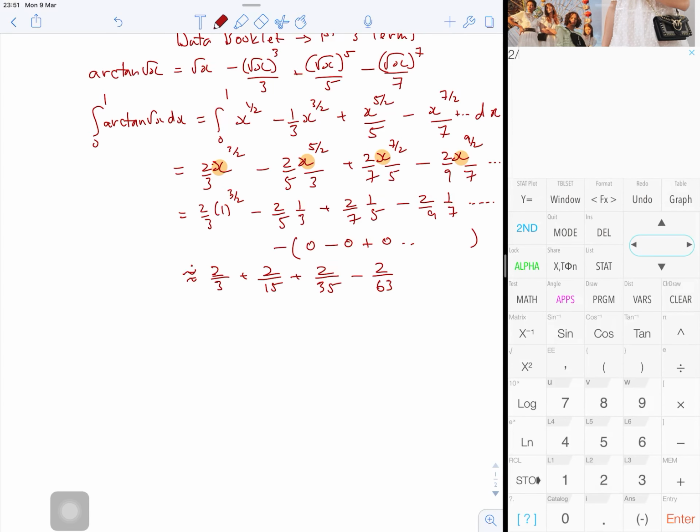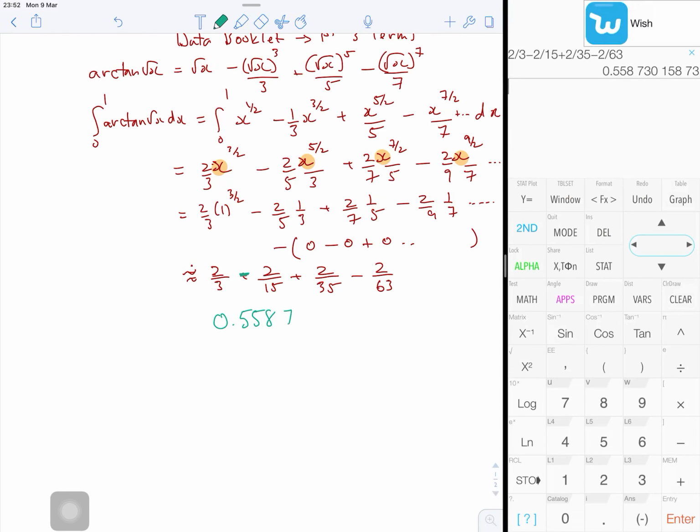So if there's 2 divided by 3, I see I made a little error here. This should be minus, because we're alternating signs. So minus 2 divided by 15 plus 2 divided by 35 minus 2 divided by 63, which gives us an approximate value of about 0.55830. So we'll put another approximately equal sign. So to 3 significant figures, the answer is 0.559.